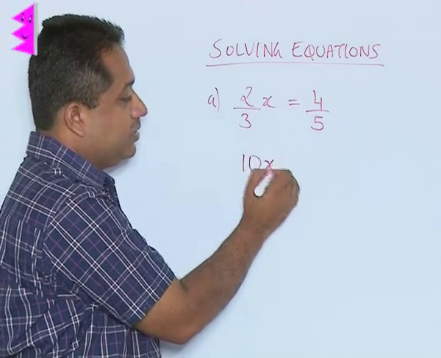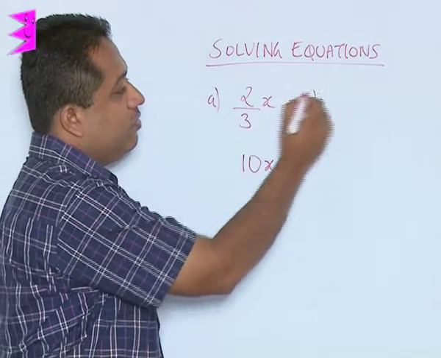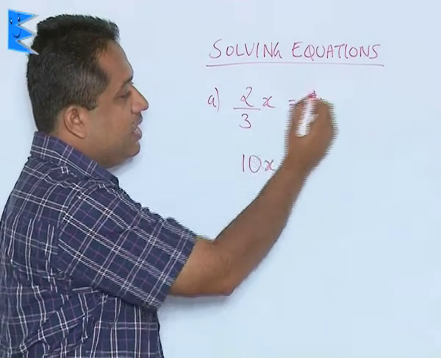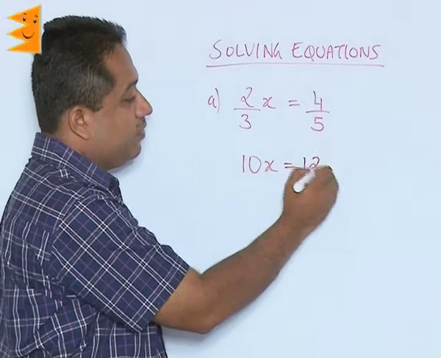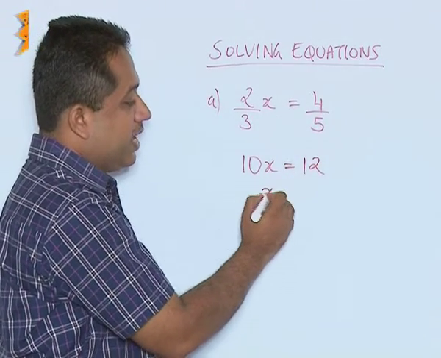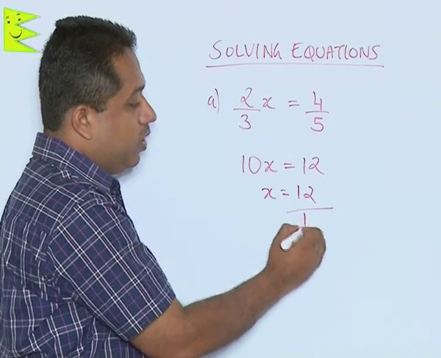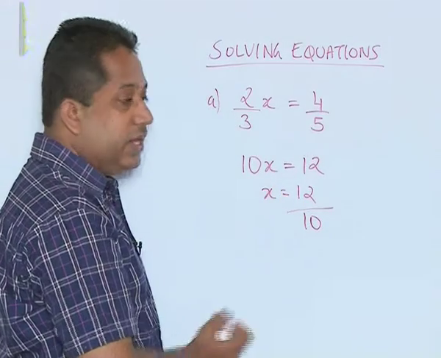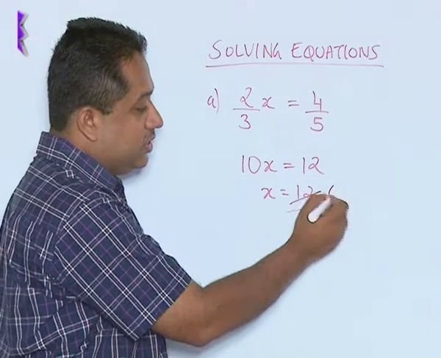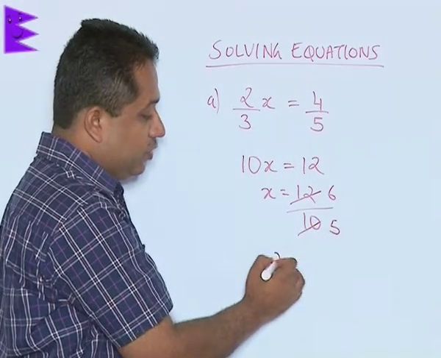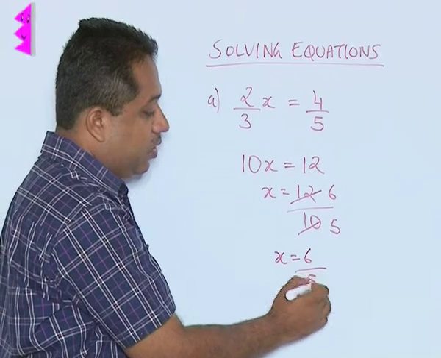5 into 2 becomes 10x, and we have to cross multiply here, that means 3 and 4 are to be multiplied. So, 3 into 4 we get 12. So, 10x is 12. So, x will be 12 upon 10. 12 upon 10 is not in the simplest form. You will have to cancel this by 2. 2 sixes are 12 and 2 fives are 10. So, we get x is 6 upon 5.